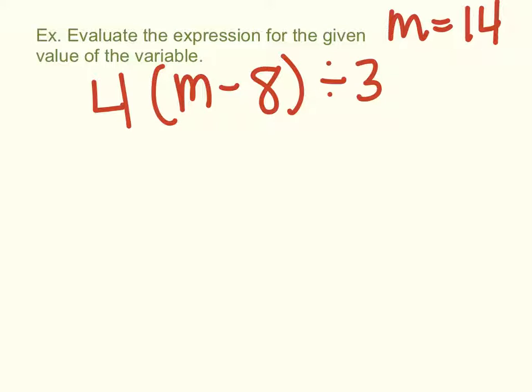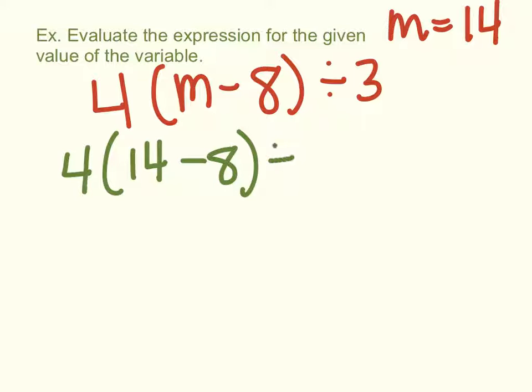So here we have the instructions to evaluate the expression for the given value of the variable. Just to go over those terms, here's your expression, here's your variable, and they gave you the value of 14 for your variable. So what we're going to do is say m equals 14. Whenever we see an m in our problem, we're going to substitute the number 14 for the m. We only have one m in this problem. Let's go ahead and rewrite it. I have 4 times (m, and I'm going to substitute 14, subtract 8), divided by 3.